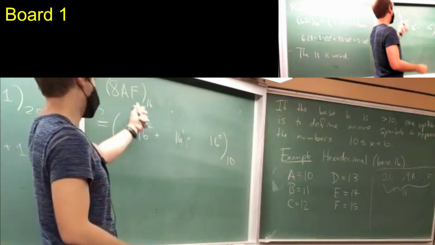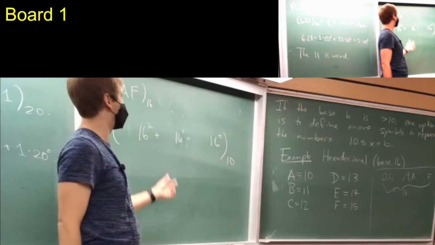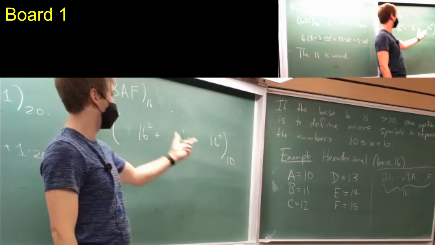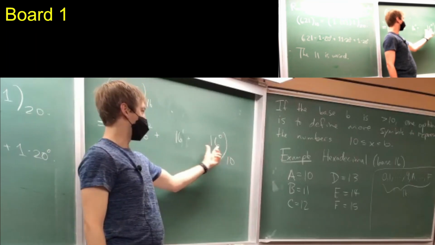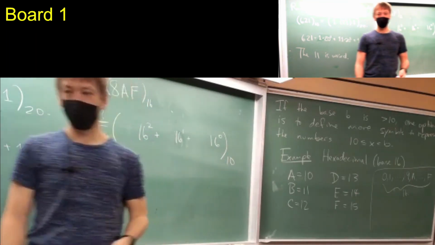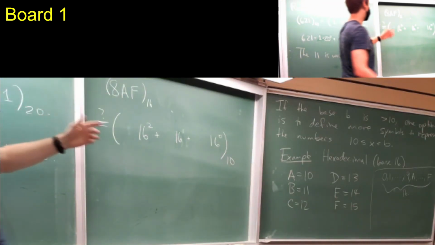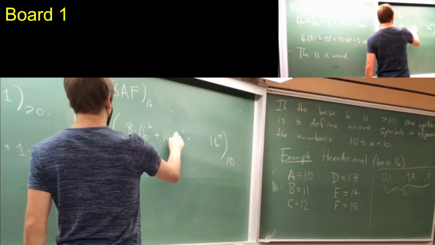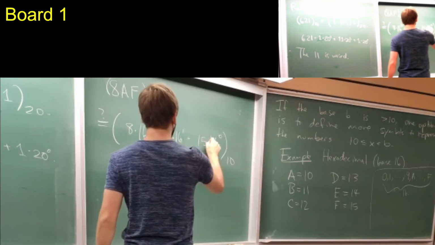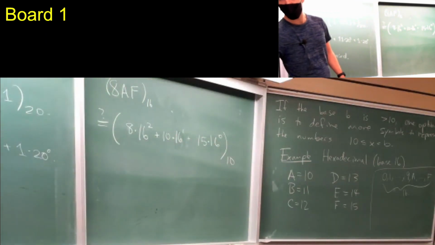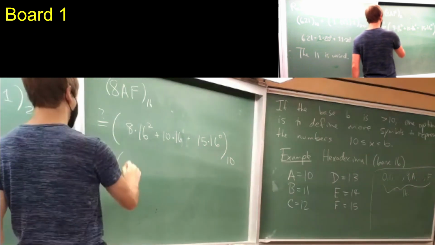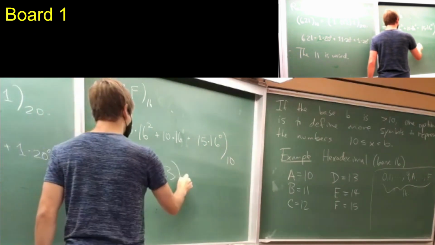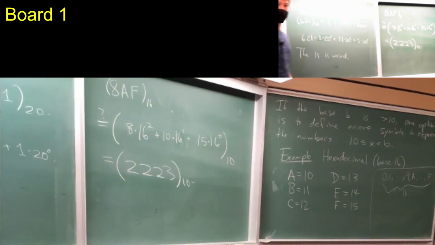Right, so this has 3 digits. They're not exactly digits anymore, they're kind of hexadecimal digits anyway. So you're going to have something to the 0, something to the 1, something to the 2. And then you just fill in your numbers. So 8 is just 8, A means 10, so that should be 10, F means 15, so that should be 15. Which is apparently 2223, if you just do the calculation. Any questions about that?